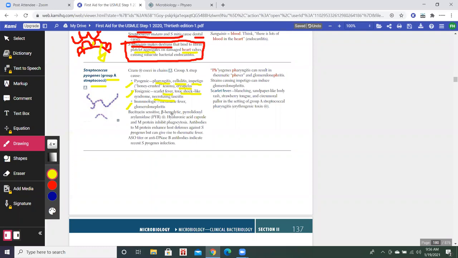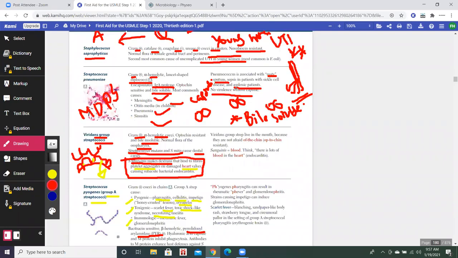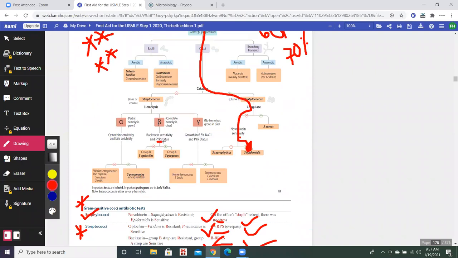They are bacitracin sensitive, beta hemolytic. This is one thing which we did not discuss, that is pyrrolidonyl arylamidase positivity, the PYR test. We do a PYR test sometimes to differentiate types of streptococci. And over here, Streptococcus pyogenes is PYR positive. A lot of times they try to test whether you have intact knowledge of PYR or not. If you go back to your big table, you can see that they have mentioned PYR status: pyogenes is positive and agalactiae is negative.